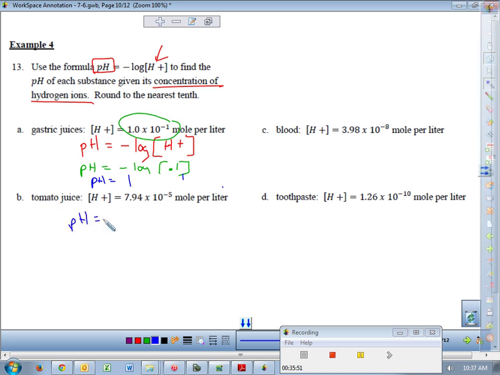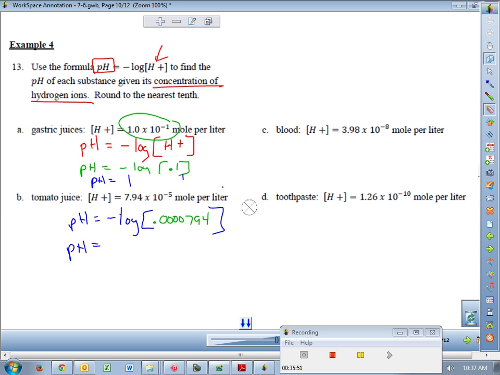Let's do tomato juice. I don't need to write the formula down again. We understand it. It's the same problem over and over again. It's the pH equals negative log of, put that in decimal form though. How many places do you move the decimal? 5. So how many zeros will be in front of it? 4 zeros. 794. This one is going to come out nasty because the argument is not a power of 10. So just type in negative log of that and hit equals, and you've got to round it, so it's going to be approximate.